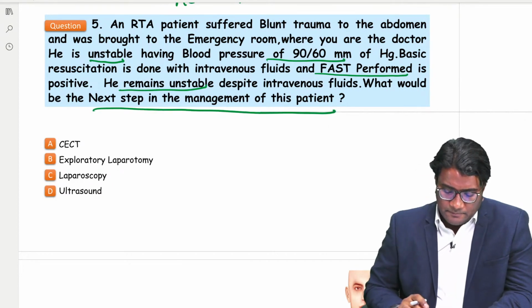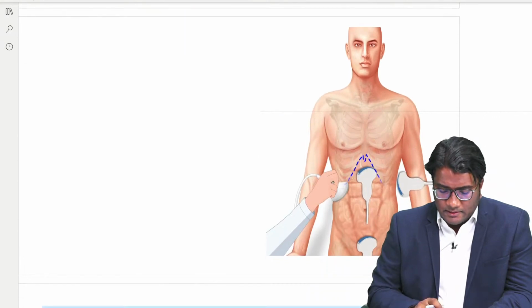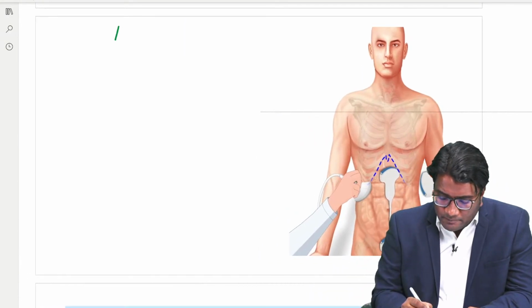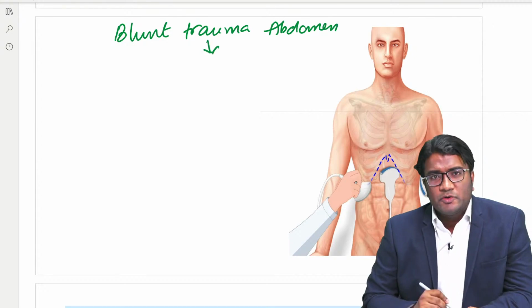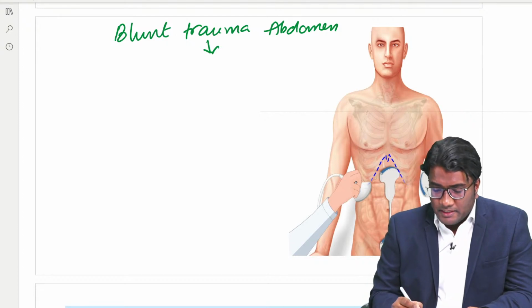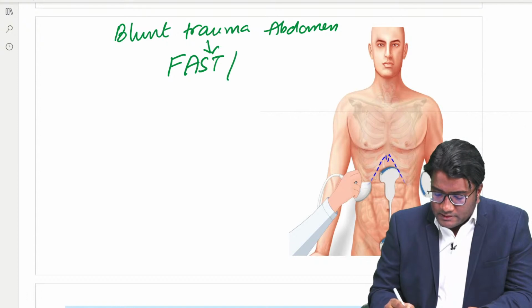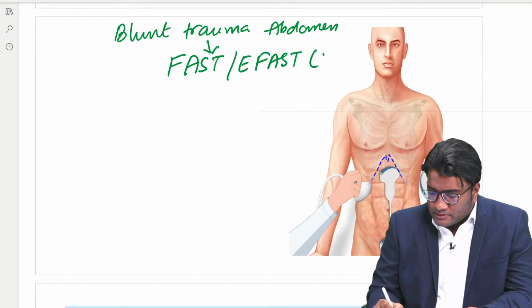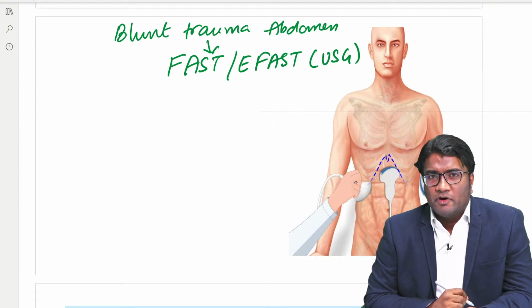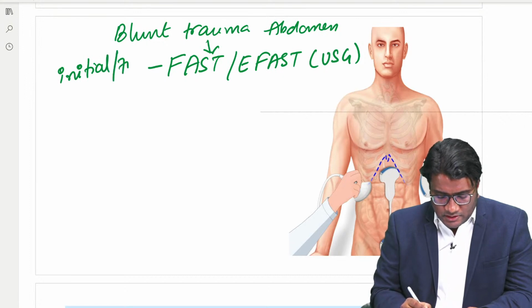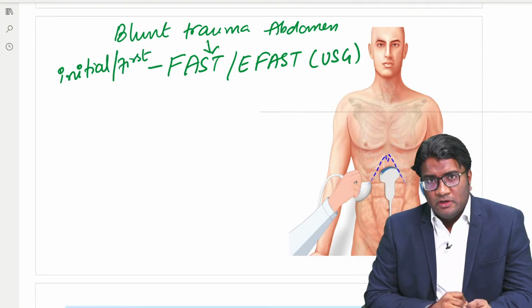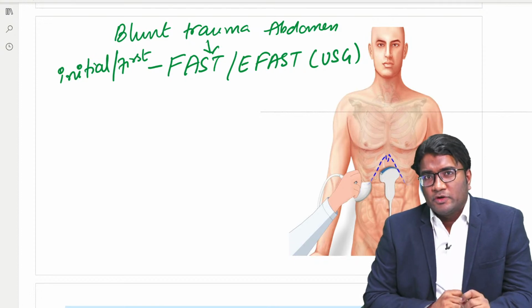So if you remember the protocol of FAST, right? I teach you this in our classes also. Whenever you have a patient with blunt trauma abdomen, what is the first investigation that you like to do? Blunt trauma abdomen patient, he comes to you. What is the first investigation that you do in your emergency room? Not in the radiology department. This is done by the emergency physicians, right? In the emergency room. This has to be an ultrasound, FAST or e-FAST. FAST or e-FAST. This is basically an ultrasound, right? Focused assessment with sonography for trauma. So if they ask the first or initial investigation, you have to answer it as ultrasound, which is nothing but focused assessment with sonography for trauma.